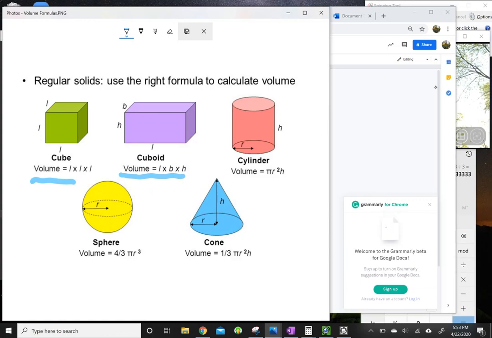Yesterday we found cones and pyramids by taking 1/3 of the area of the base times the height. Today we're going to find spheres, okay? Again, spheres are 4/3 pi times the radius cubed, okay?